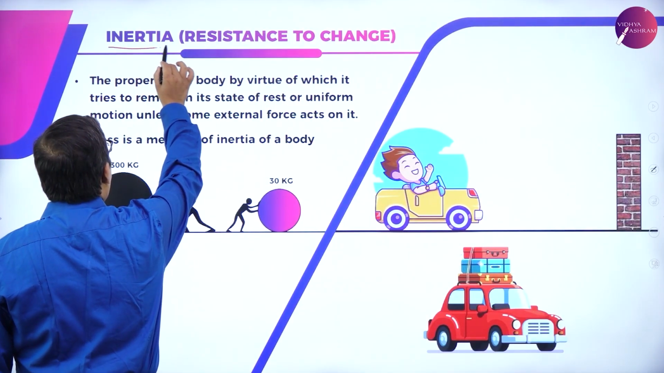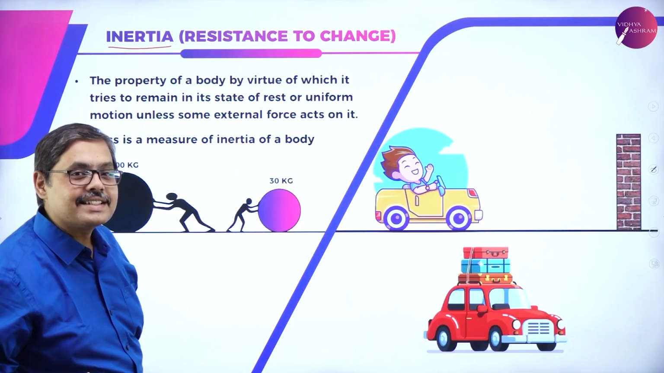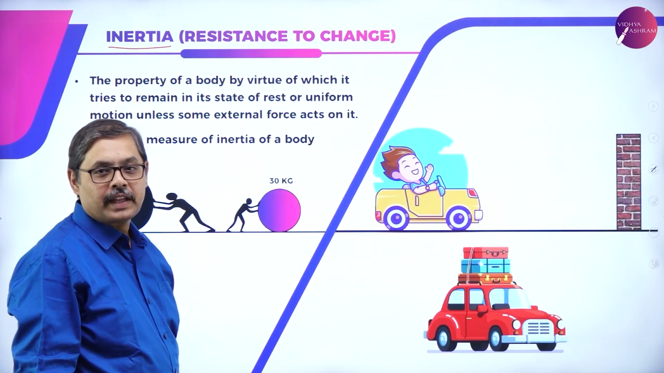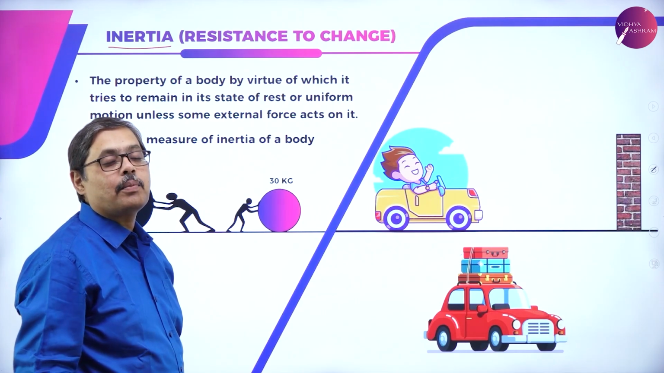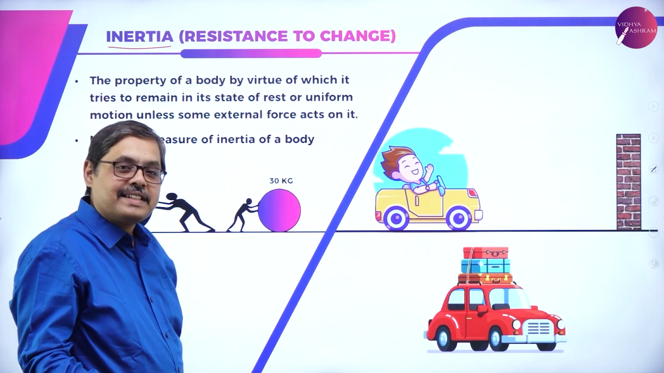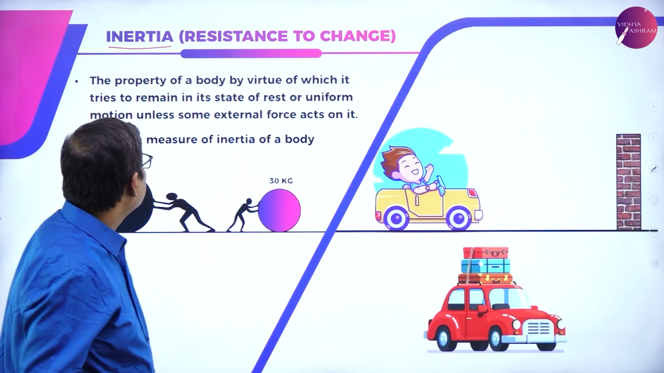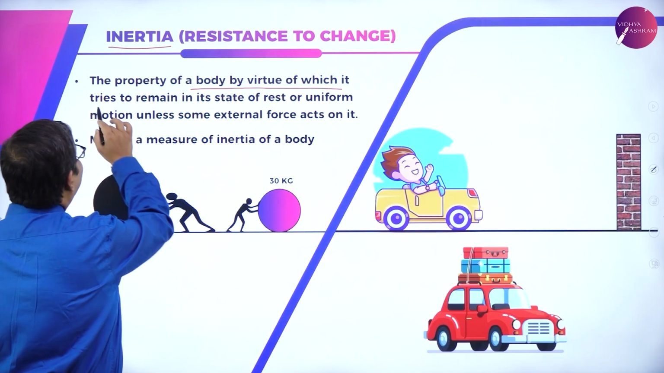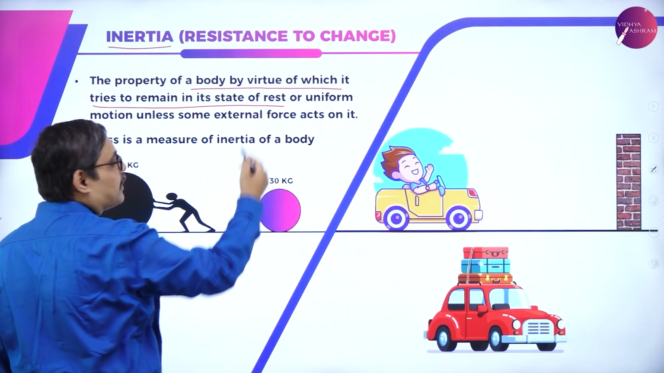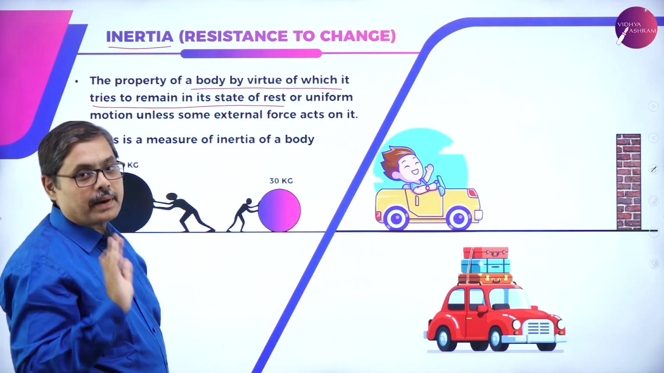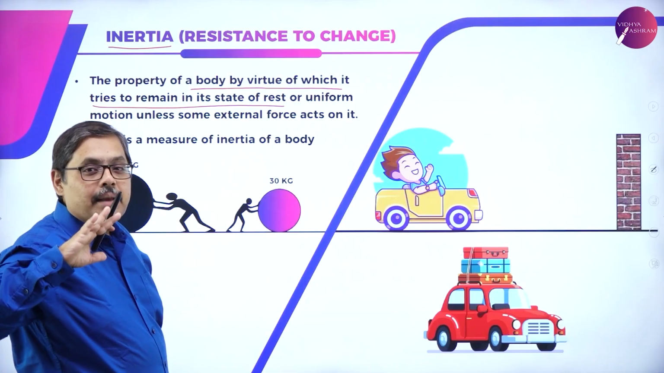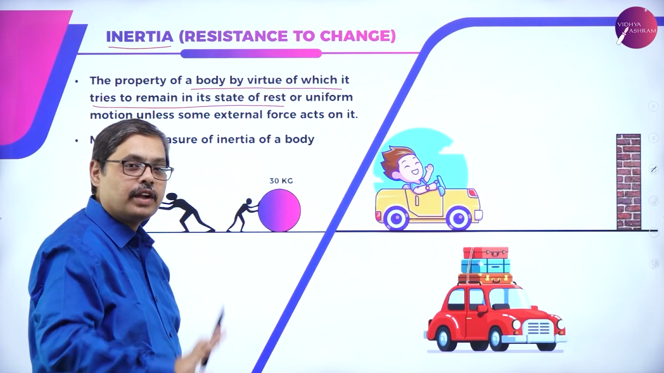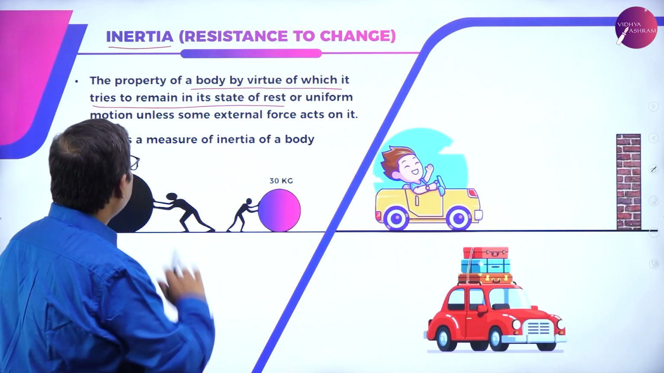We come to a point called inertia or resistance to change. Early morning, my alarm gives me a buzzer. I feel that there is an opposition to get up. This is basically inertia. So, inertia is the property of a body by virtue of which it tries to remain in its state of rest or motion. I was asleep. I was sleeping on the bed. I prefer to be sleeping on the bed itself. I don't prefer to get up and get going. So, that is basically inertia.